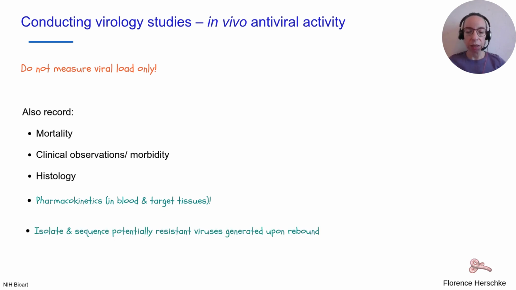The last recommendation I have not always seen being performed and is actually a very interesting one, and it is to isolate and sequence the potentially resistant viruses generated upon viral rebound. It's a kind of in vivo resistance selection experiment. So in a way, it could be even closer to what would be happening in humans.